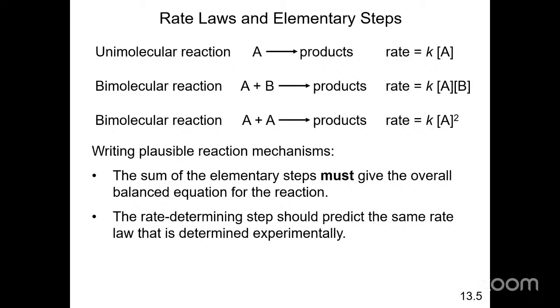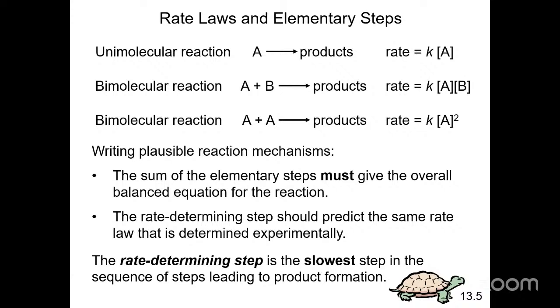Now, what do we mean by the rate determining step? The rate determining step is the slowest step in the sequence of steps leading to the product formation. So in a mechanism where you have more than one step, let's say 2 or 3, then the slowest step is the one that determines the overall rate of the reaction, right? And we call that the rate determining step. Some textbooks use the term rate limiting step, same thing, all right?